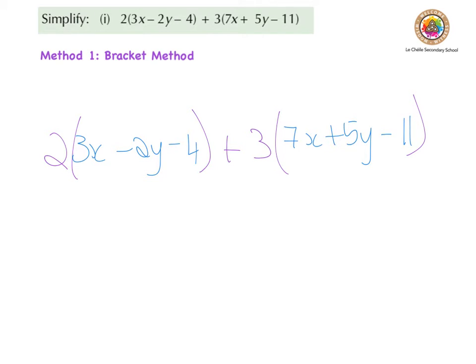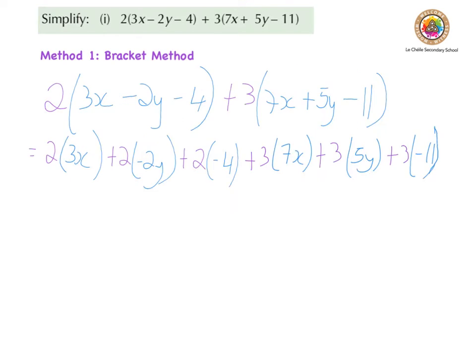And so the next job now is to multiply essentially this 2 by this 3, the 2 by the minus 2, and the 2 by the minus 4. And similarly with the 3, the 3 gets multiplied by the 7, but it also is multiplied by the 5 and also by the minus 11. So multiplying those out, I have 2 by my 3x, my 2 by my minus 2y here, I also have my 2 by my minus 4 here, my 3 by my 7, my 3 by my plus 5y, and my 3 by my minus 11 right here.